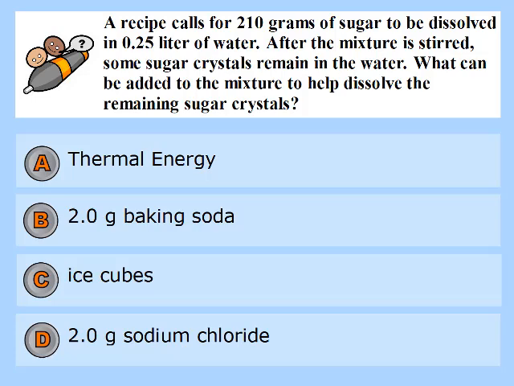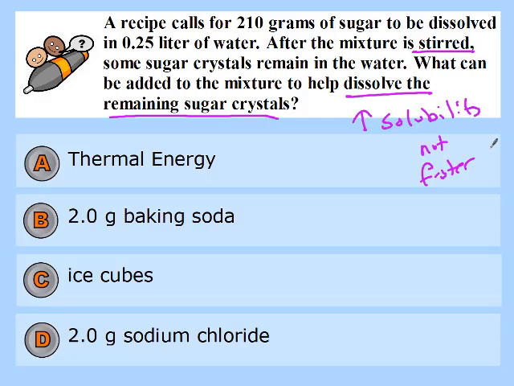Go ahead and pause the video and read this one to yourself. Restart when you have an answer. So if you look at this one, it's saying that we stirred it and we still have crystals remaining. And so we want to dissolve the remaining sugar crystals. So increase solubility. Not necessarily faster. We just need to make more dissolve. So to make more dissolve, we could add thermal energy, being heat. If I heat it up, that sugar would dissolve.